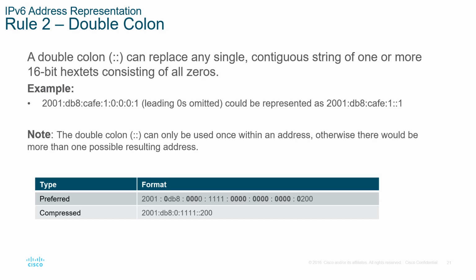If I used a double colon in 2 spots, you wouldn't be able to identify it because it could be 3 and 1, or 2 and 2, or it could be 1 and 3. We don't know where the zeros are supposed to go. So that's why you're only allowed to use it once in the address. That make sense? Everybody's good with that? All right, so again, that's a whole lot smaller than the one we had previously with the leading zeros and all the extra zeros.